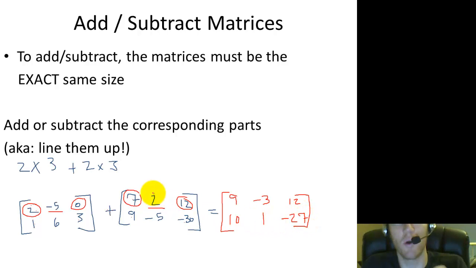So you can see that it's important that these 2 matrices have the exact same size, because if they didn't, you would have something in the first matrix that you were trying to add or subtract, but there's nothing in the second matrix. There is no corresponding position. So when you're adding and subtracting, you need them to be the exact same size.